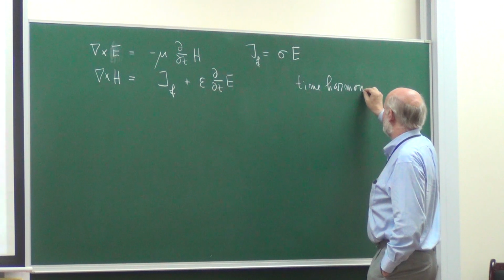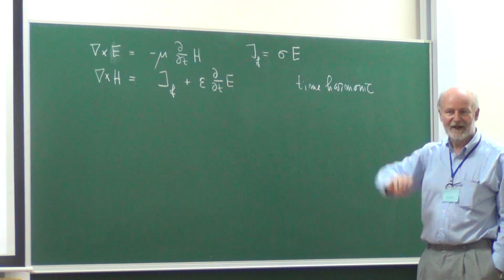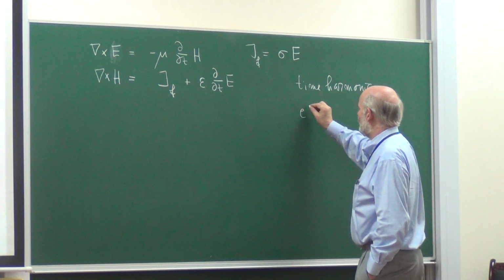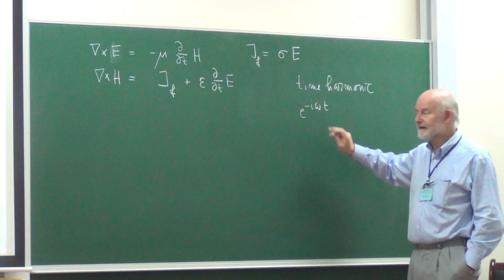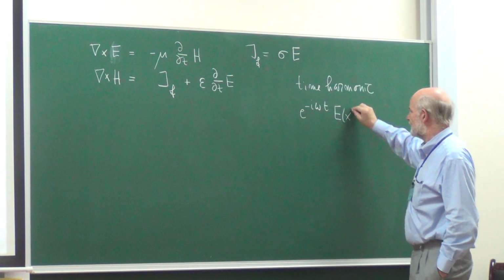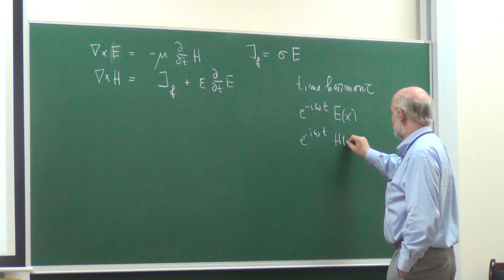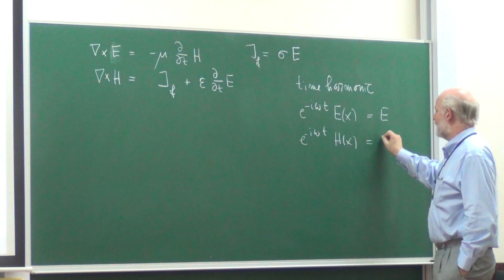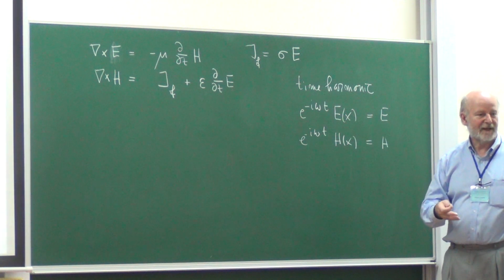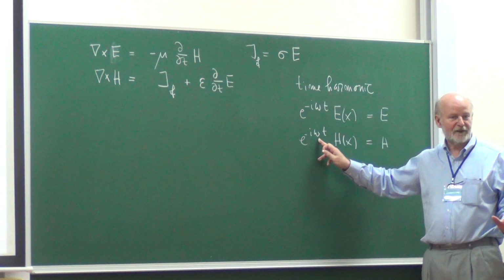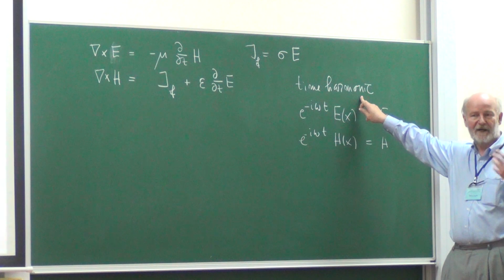I don't want you to worry about where this equation comes from. It's a special solution to Maxwell's equations. I want to look at time harmonic solutions, that means solutions of the form e^{-iωt} E(x), and e^{-iωt} H(x). Omega is a frequency. That's going to be my E, and that's going to be my H. So I'm going to specify a very special oscillatory behavior in time, with a single frequency. This is what you would call time harmonic.